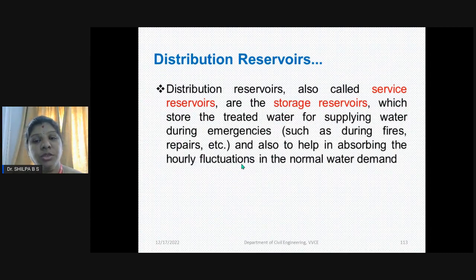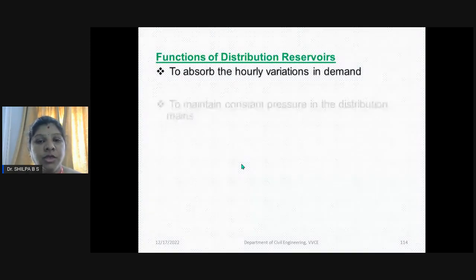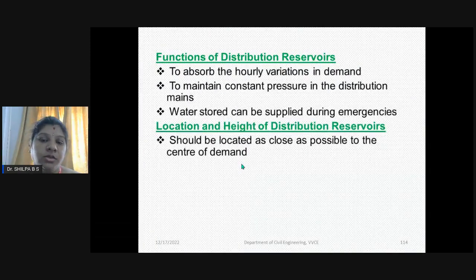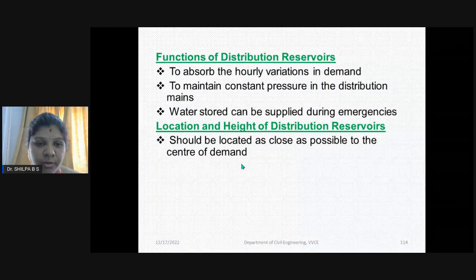Distribution reservoirs, which we can call service reservoirs or storage reservoirs, will be helpful to meet the fluctuating demands. The functions of the distribution reservoirs are to absorb the hourly variation, to maintain constant pressure, and the water stored can be supplied during any emergencies like a fire emergency.